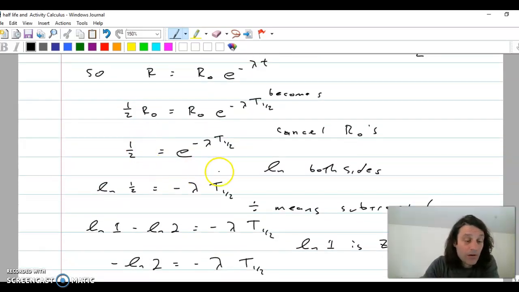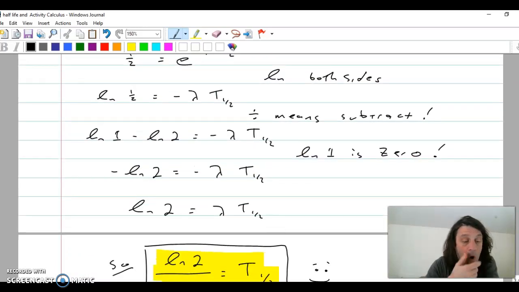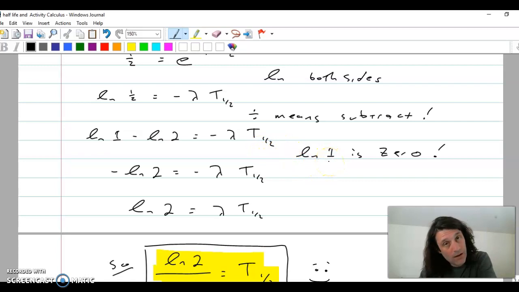So again, you can cancel the R naughts, which you know can happen there. This becomes 1/2 is e to the negative lambda t 1/2. That t 1/2 again is just the symbol for the half-life. What I'm going to do is take the natural log of both sides. I end up with the natural log of 1/2 is the negative lambda times the half-life. You all know the divide means push the minus button for this particular example. So ln 1 minus ln 2 is negative lambda t 1/2. Natural log of 1 is absolutely nothing.